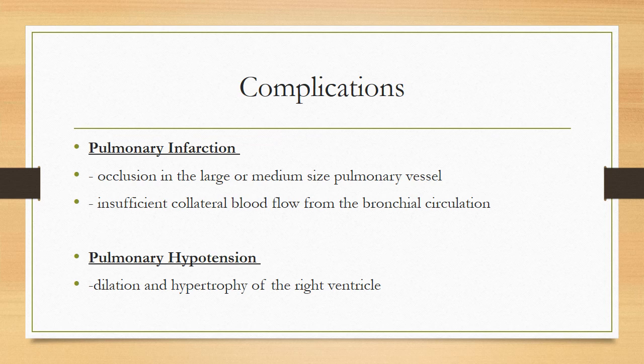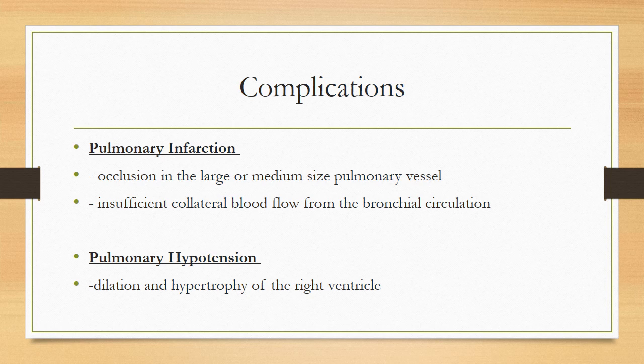There are various other complications which come along with pulmonary embolism. The first one I mentioned here is pulmonary infarction, which can lead to occlusion in the large or medium-sized pulmonary vessels, which in turn leads to insufficient collateral blood flow from the bronchial circulation.